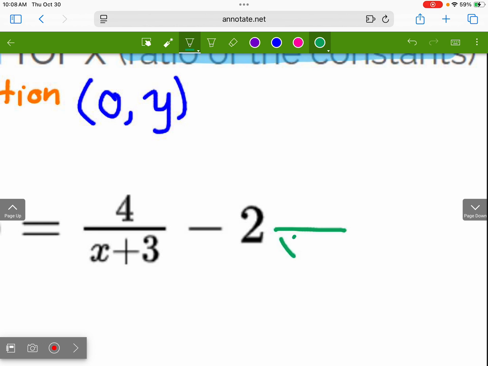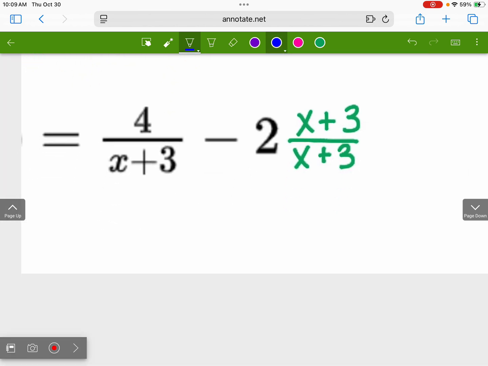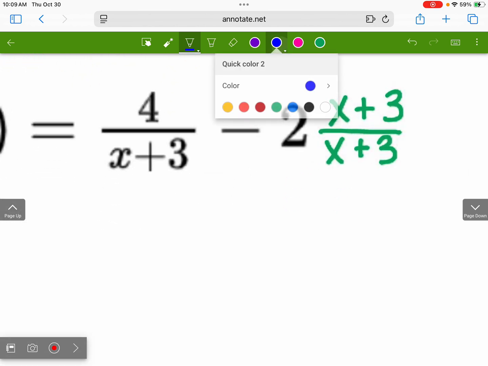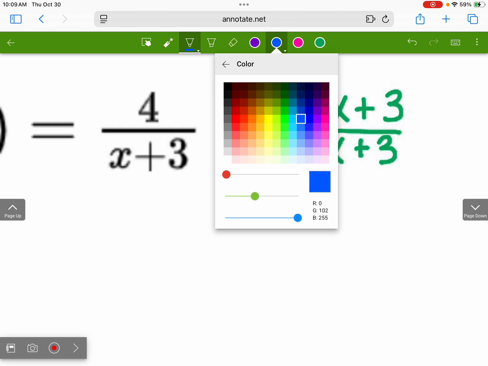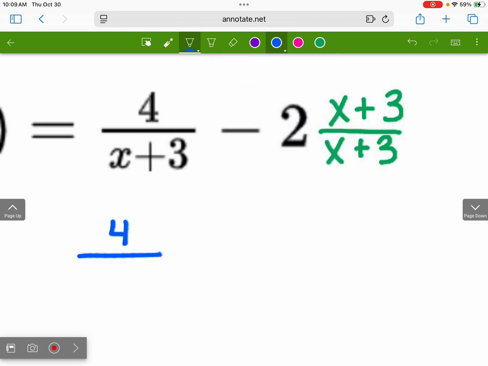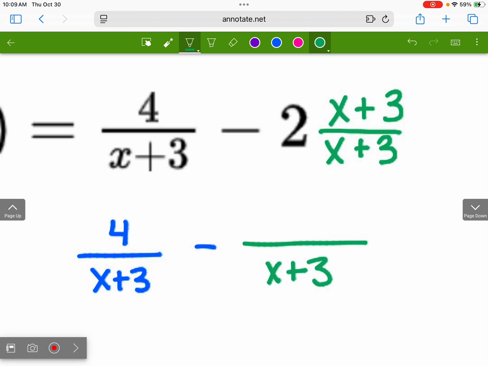I want them to have a common denominator, so I would really like this 2 to have a denominator of x plus 3, so I can smush them together. But I can't just multiply it by x plus 3 in the denominator randomly. However, I can multiply it by a funny looking 1. That's going to give us our 4 over x plus 3 minus, and I'm going to multiply this up, my 2x plus 2 times 3 is 6.